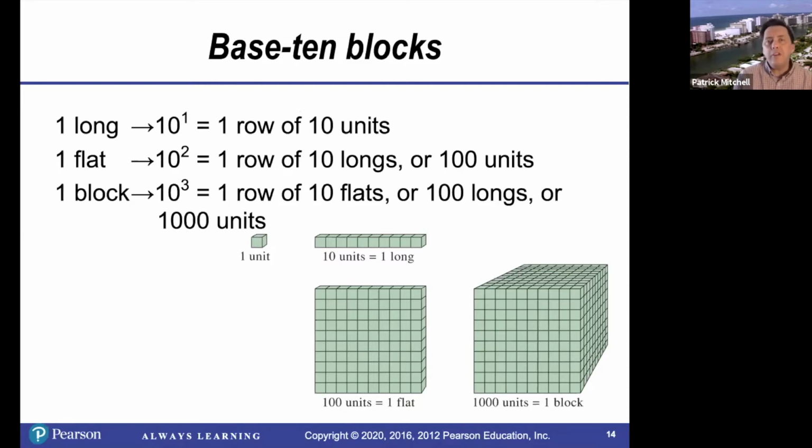So one tool that's used to help children understand the base 10 system is called base 10 blocks. So you have units to represent ones. You have longs to represent tens. You have flats to represent hundreds. And then you have blocks to represent thousands.